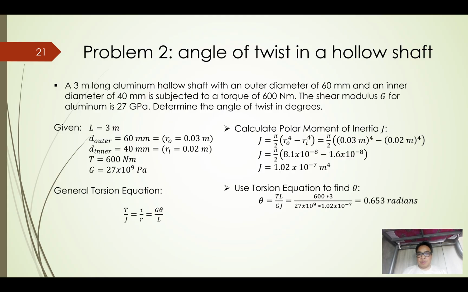Use the torsion equation to find theta. Theta is equal to the torque times length all over the shear modulus and J, the polar moment of inertia. It will give us 0.653 radians. Now, converting it into degrees is equal to 0.653 radians times 180 over pi. It will give us approximately 37.4 degrees.